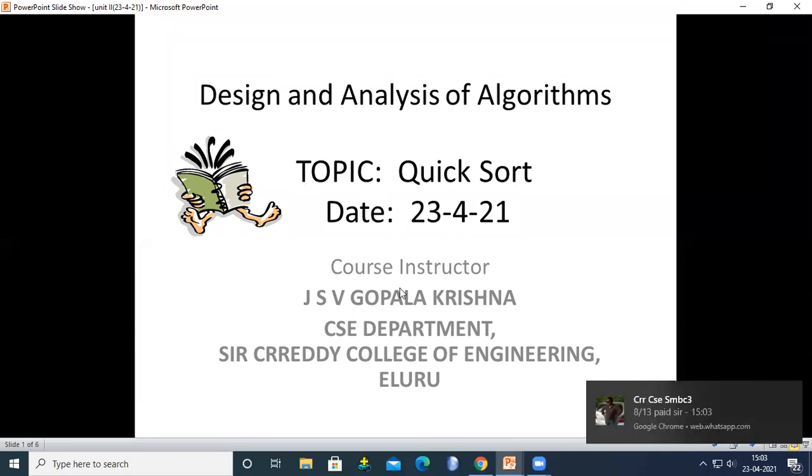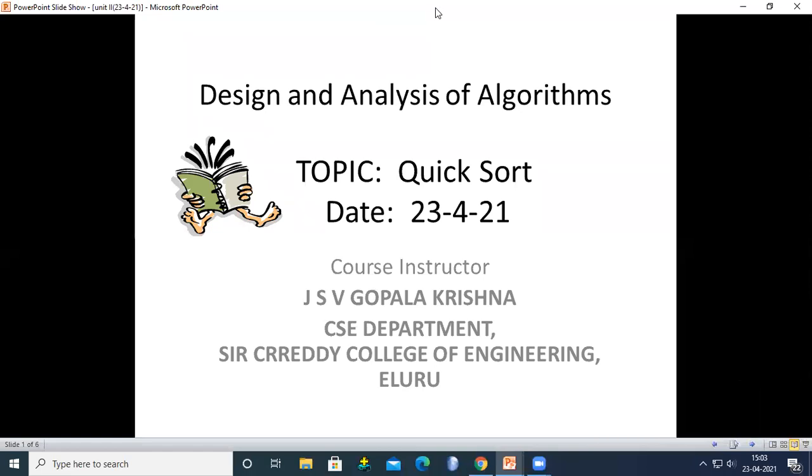Today's class is on QuickSort. In design and analysis of algorithms, we have different sorting techniques. Out of the many sorting techniques, QuickSort is one type of technique.